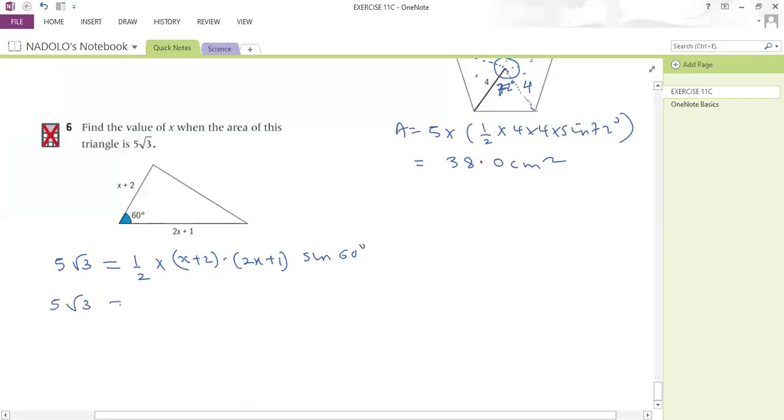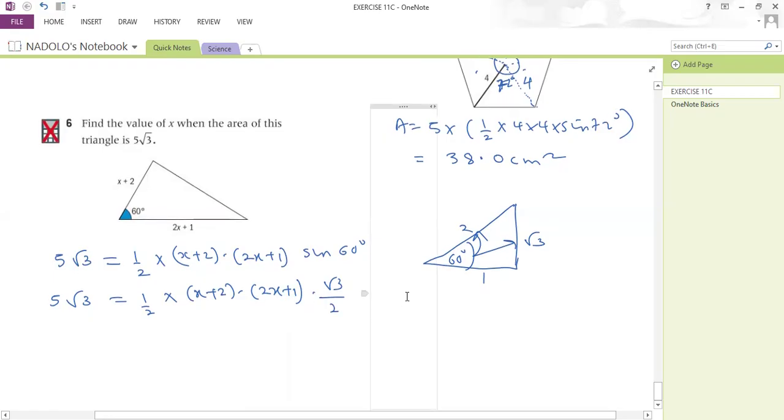So I'm going to rewrite that sine 60 degrees according to the special triangle. If this was the one side of the triangle, this is root 3, this is 2, this is 1, this is 60 degrees. So sine 60 is root 3 over 2, opposite over hypotenuse, sorry. All right, so we are going to rearrange.